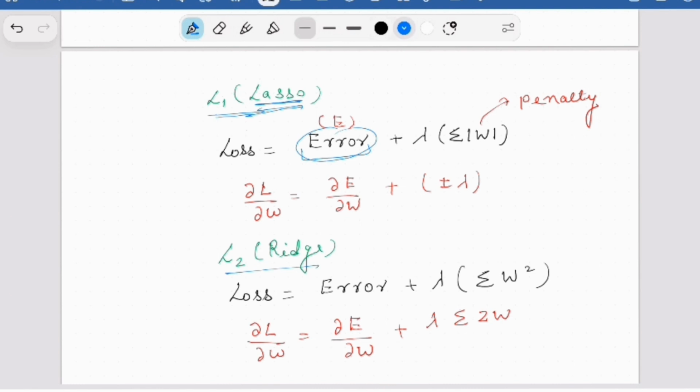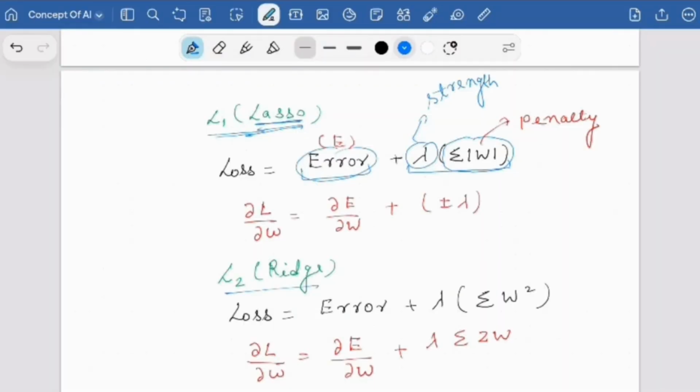Now to this error we are adding another penalty term, that is lambda times, in the case of L1, the summation of the absolute values of the weights. Here this lambda is called the strength of the penalty. We will talk about lambda later in the video. So the loss function is error plus lambda times the summation of absolute values of weights. Again, we want to minimize this loss. Similarly, for L2 we add lambda times the summation of the squares of the weights.